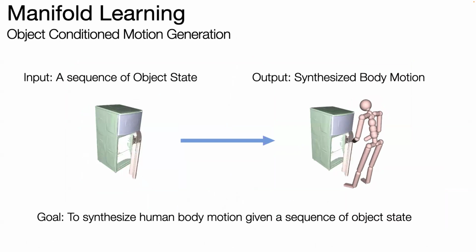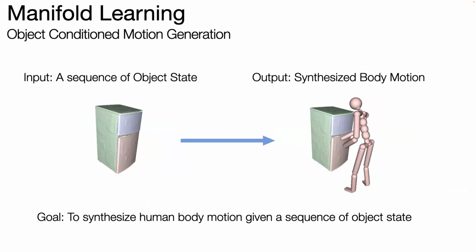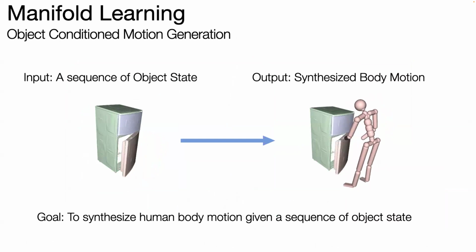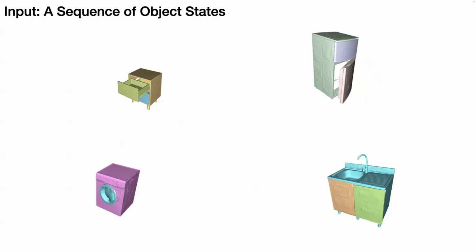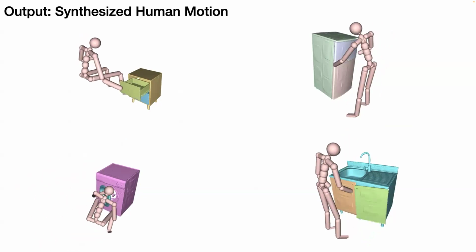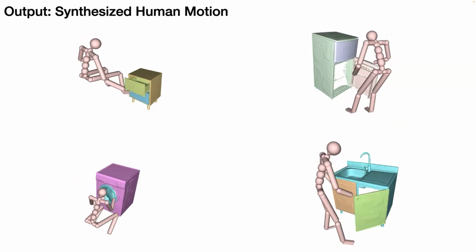In this case, let's say our input is just a given desired object movement, and our output is to synthesize the human motion to make such kind of object movement. These are some examples here. You can see the object is moving like that. And what would be the expected human motion to make such changes? This is some synthesized human motion.